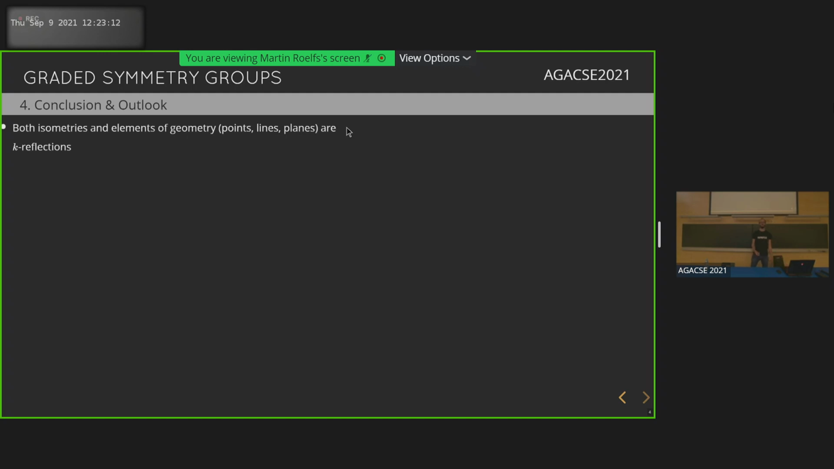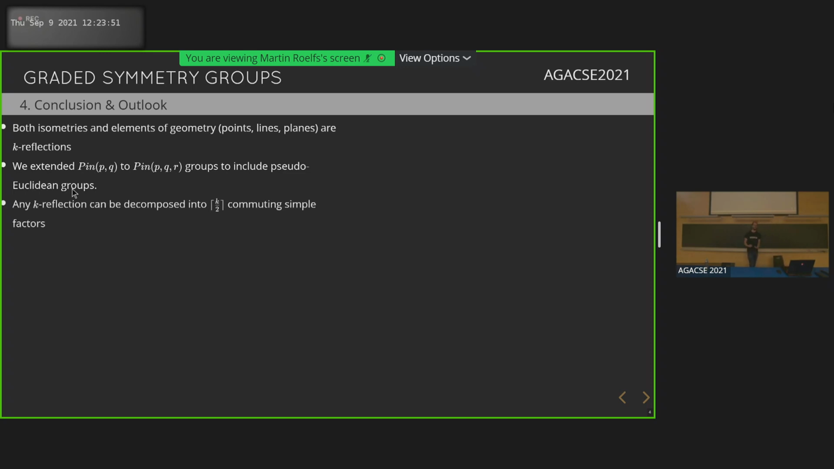All right, and that brings me to the last slide. So just a brief conclusion and outlook. So we found that, and that's explained more explicitly in the paper for those that are interested, that both isometries and the elements of geometry, the points, lines, planes, can be expressed as k reflections. We extended the notion of a pin group to pin PQR to include this extra R, because if you do it that way, we can include the pseudo-Euclidean group, so we can detach ourselves from the origin and model the entire space.